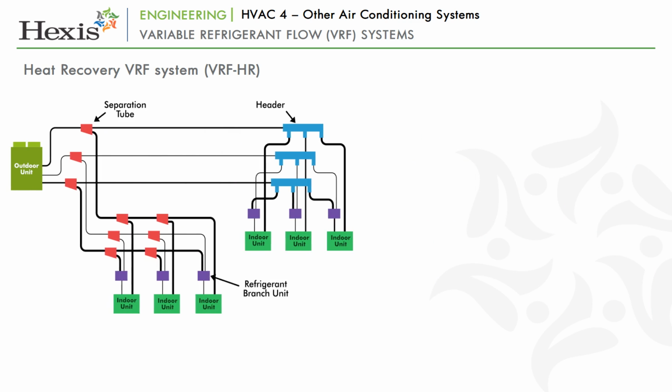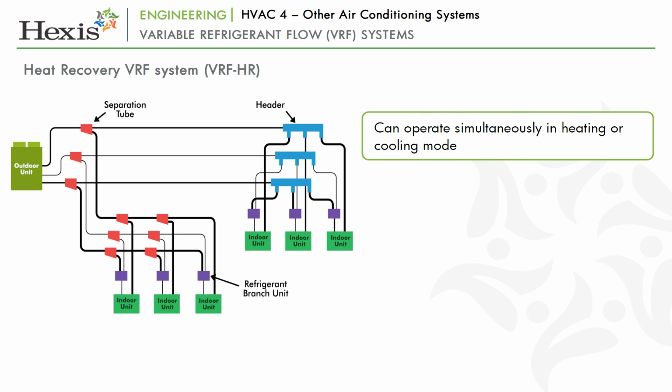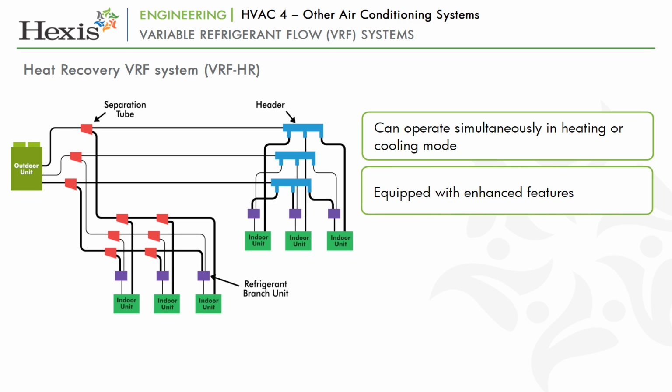Next, let us look at the heat recovery VRF system. Variable refrigerant flow systems with heat recovery, that is VRF HR capability, can operate simultaneously in heating or cooling mode, enabling heat to be used rather than rejected as it would be in traditional heat pump systems. VRF HR systems are equipped with enhanced features like inverter drives, pulse modulating electronic expansion valves, and distributed controls that allow the system to operate in net heating or net cooling mode as demanded by the space.